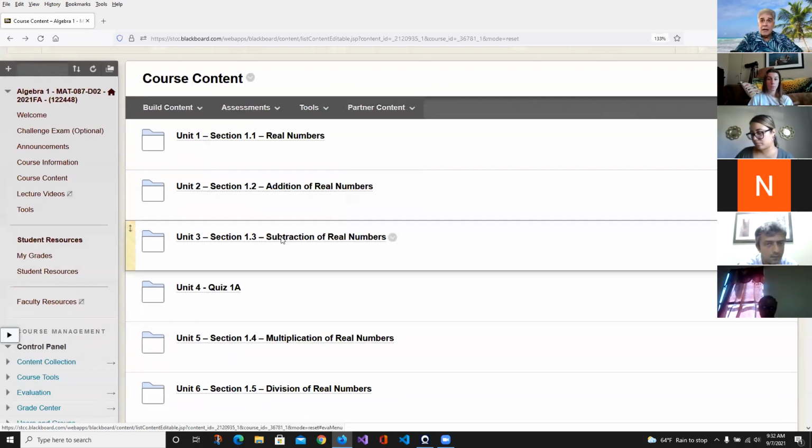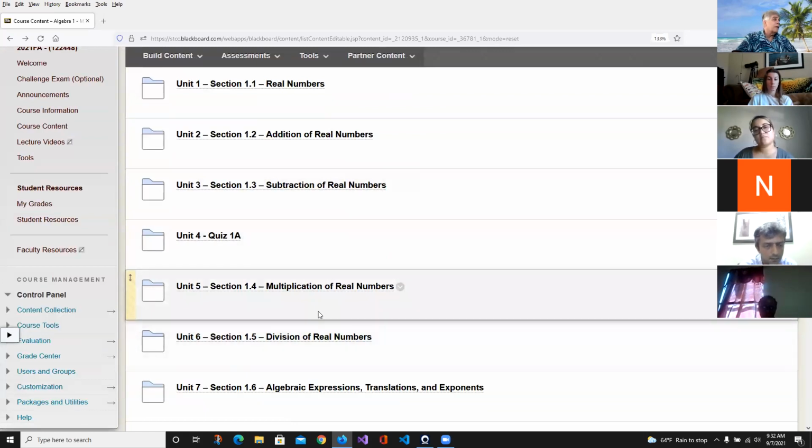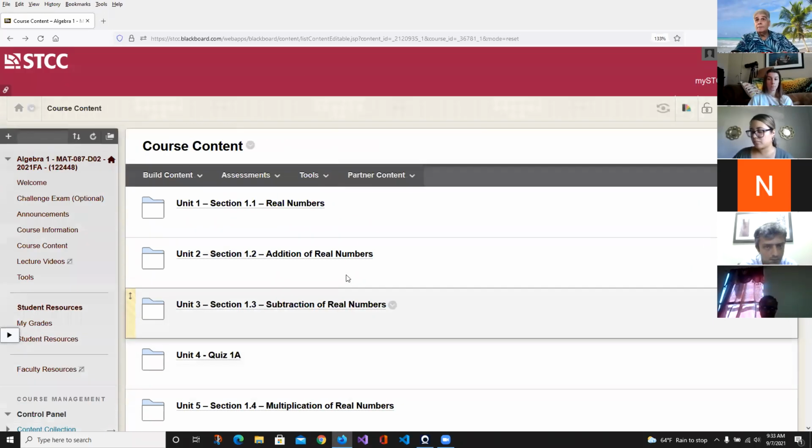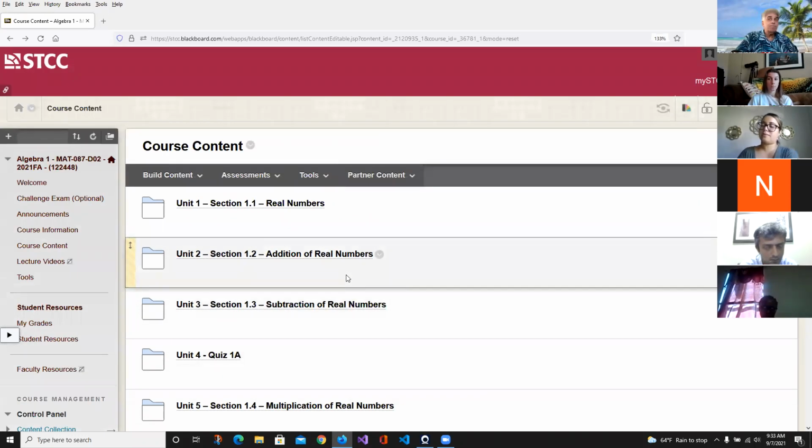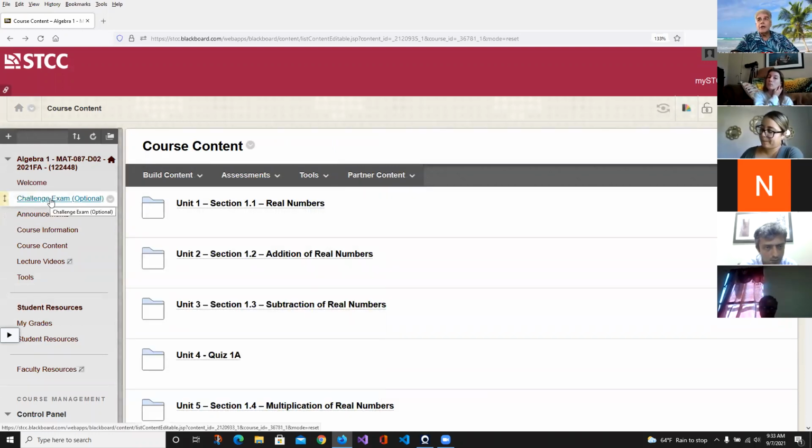Because you should be on to this section at this point. So don't do that. That's it. Okay, for Algebra 1, Algebra 2 doesn't have this. There's a challenge exam.